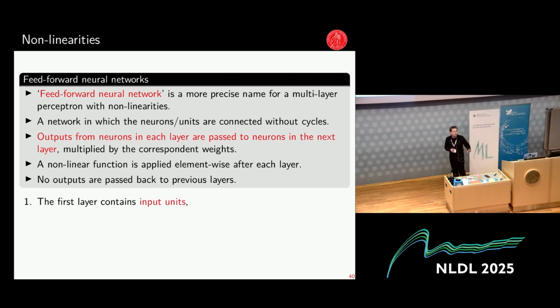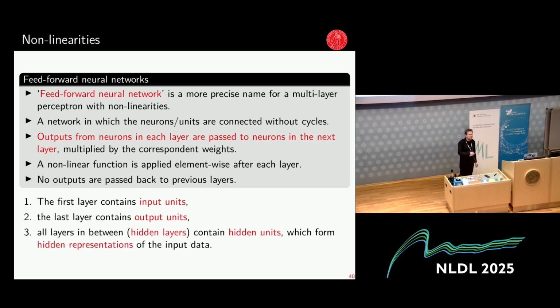Yeah, so just some recap on terminology. The first layer contains input units, right? The input features of what we feed to the network. And then the last layer contains output units, the predictions of the network. In the simplest case, classes, the probabilities of the classes. And the layers in between are called hidden layers. They contain the so-called hidden units. And they form hidden representations, right, of the input data.